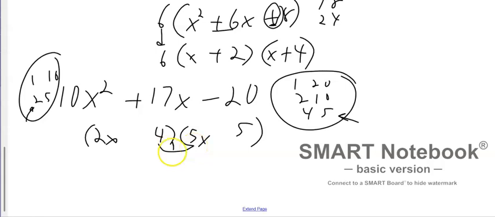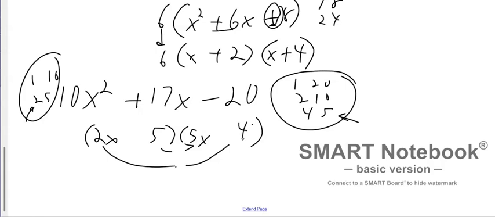4 times 5 is 20. 2 times 5 is 10. 20 minus 10 is not 17. So that is not correct. It's simple. You just erase and try it again. Not a big deal. 5 and 4, you might get it in 1 try. You might get it in 2 tries. It might take 4 tries. But it's basic math. You have an eraser.